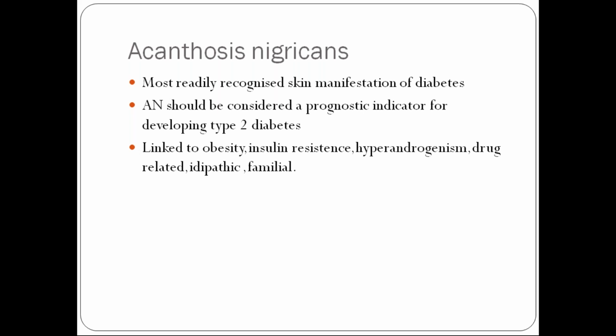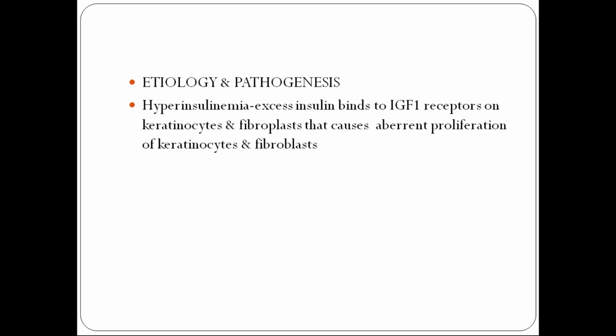Once you see a patient is having acanthosis nigricans and it is increasing, then definitely you should ask them to get checked for their blood sugar levels. Also, this is linked with obesity, insulin resistance, hyperandrogenism, and is also drug related. It can also be idiopathic and sometimes familial. Hyperinsulinemia leads to excess insulin binding to IGF-1 receptors on the keratinocytes and fibroblasts, and that causes aberrant proliferation of keratinocytes and fibroblasts.